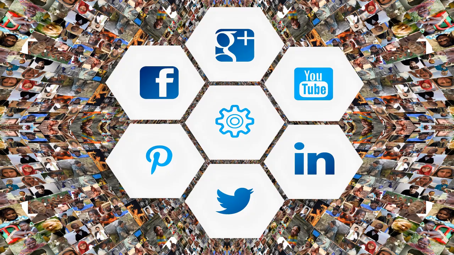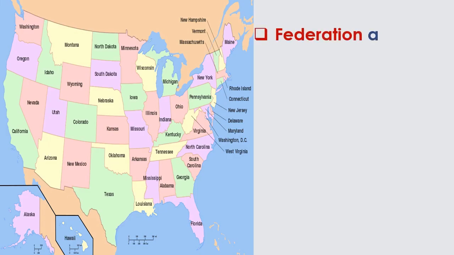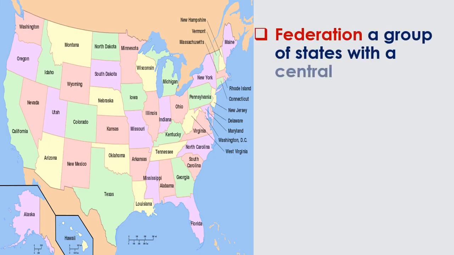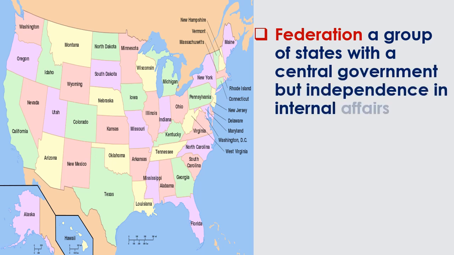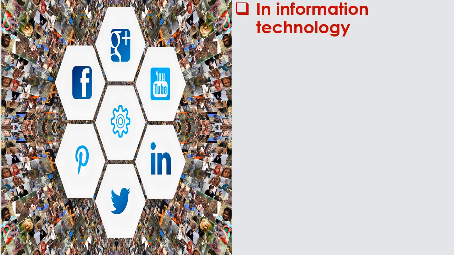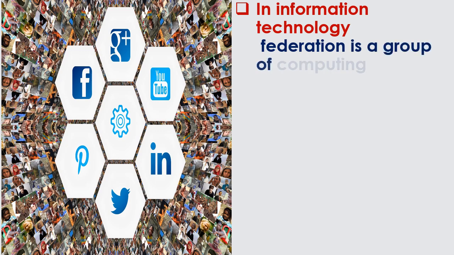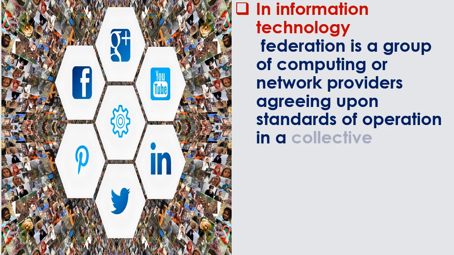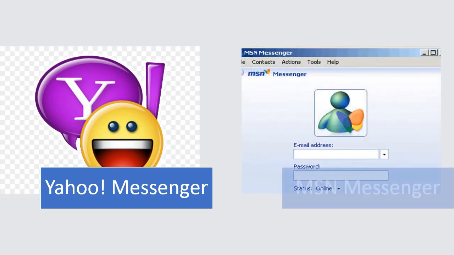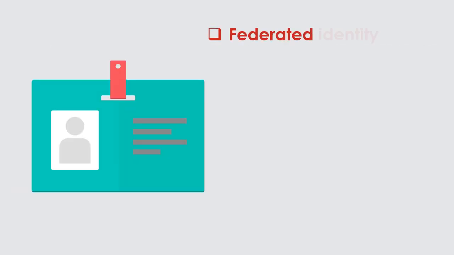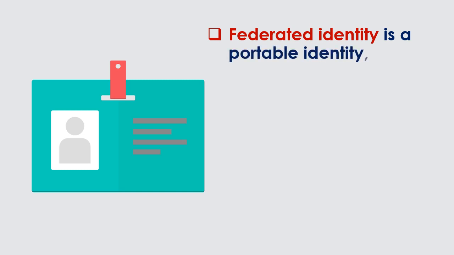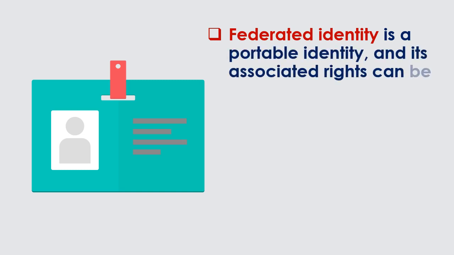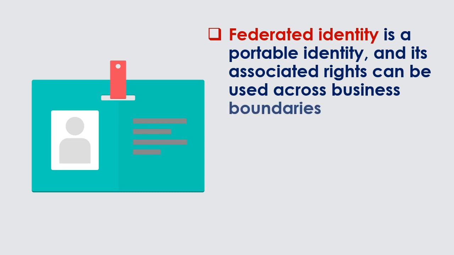Federated identity management. Federation: a group of states with a central government but independence in internal affairs. In information technology, federation is a group of computing or network providers agreeing upon standards of operation in a collective fashion. For example, Yahoo and Microsoft announced that Yahoo Messenger and MSN Messenger would be interoperable. Federated identity is a portable identity, and its associated rights can be used across business boundaries.